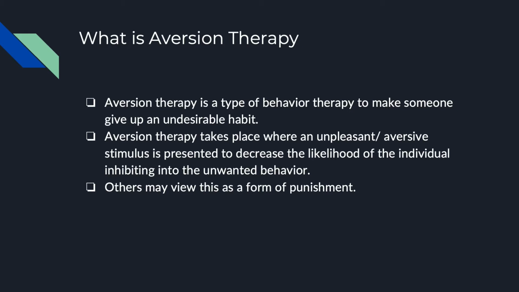We use aversion therapy to help a person give up a behavior or habit by having them associate their habit with something unpleasant. So, for example, I chew gum a lot, and every time I chew gum, my friend gives me an electric shock. So, it's going to be an association between a bad habit and something unpleasant.